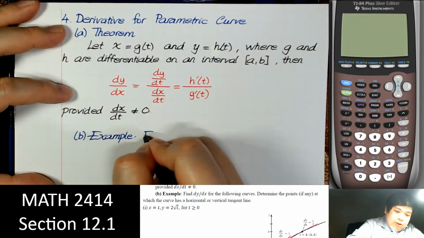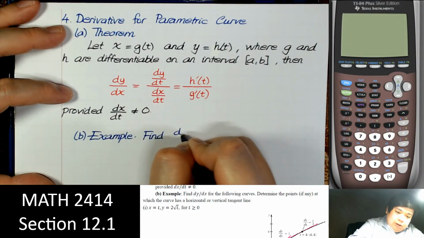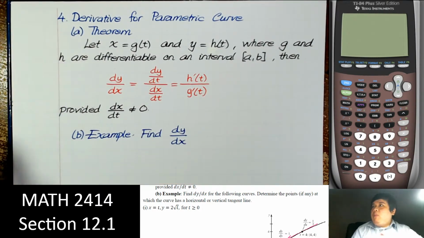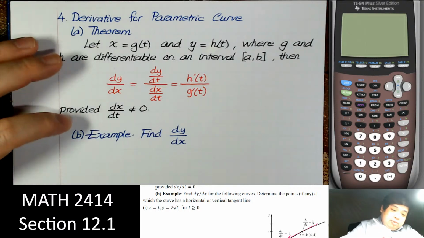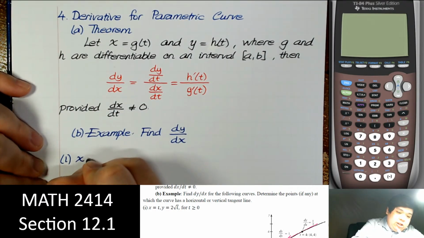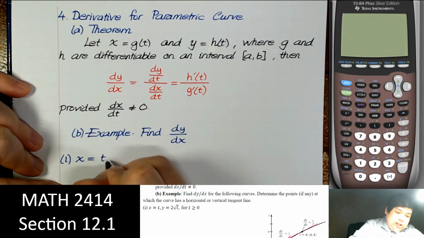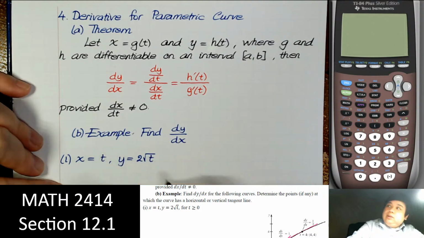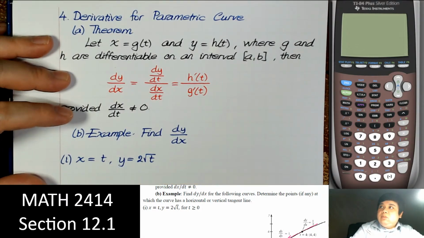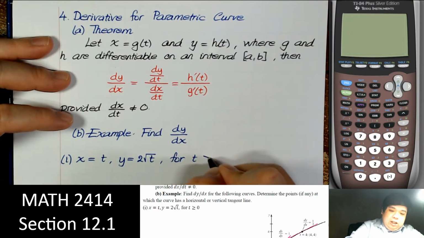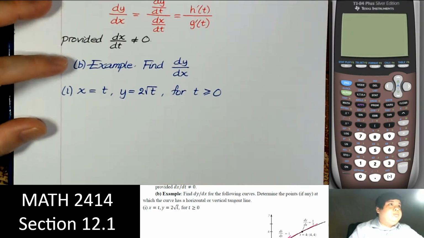Example. Find dy over dx. Let's skip the part where we say it's horizontal and vertical tangent. First, we have x equal to t and y equal to square root of t, for t greater than or equal to 0.